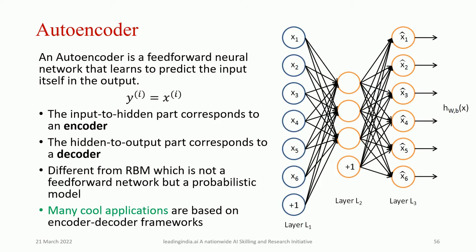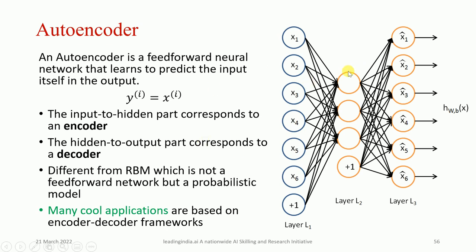Let's see an advanced topic in this domain, that is autoencoders. Autoencoders are feed-forward neural network architectures that learn to predict the input itself in the output. It means the input we provide will be regenerated in the output. You might be thinking, what is the significance of that? It actually generates a hidden representation of the input in the middle layer, compressing the data into a lower dimension, right?